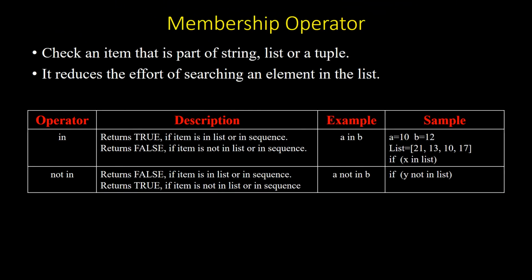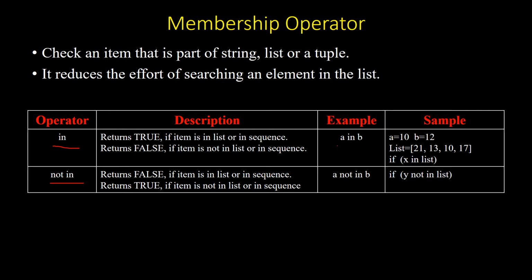Membership operators are used to check an item or an element in a particular string, list, or tuple. It reduces the effort of searching for an element in the list. The operators in the membership category are in and not in. The in operator returns true if the item is in the list or sequence. It returns false if the item is not in the list.